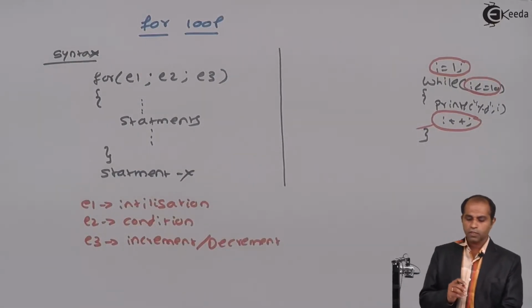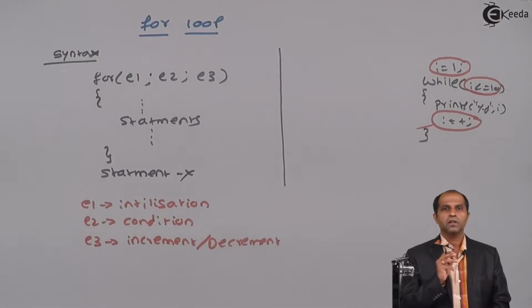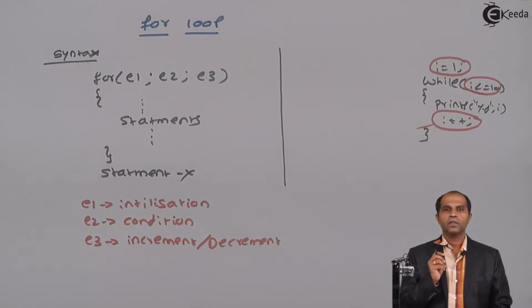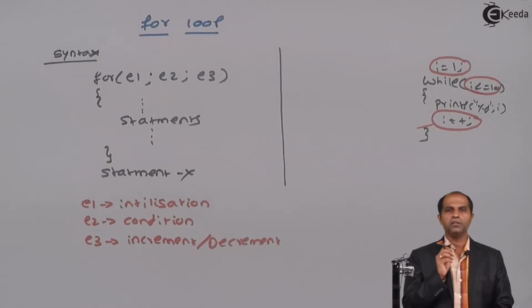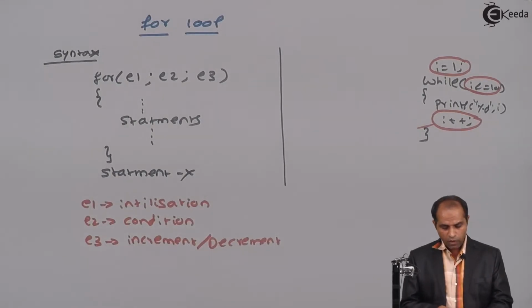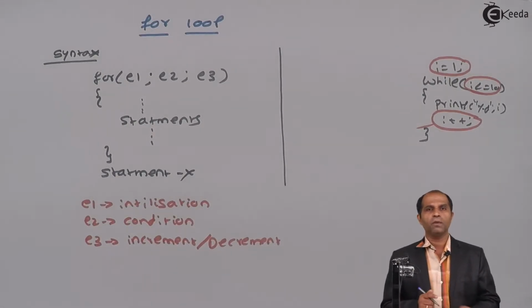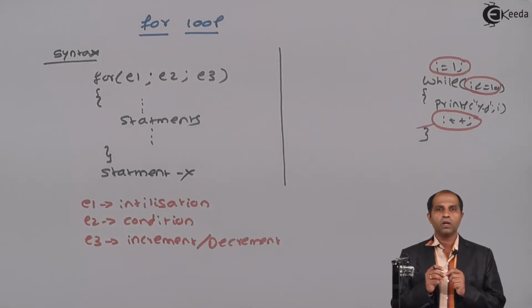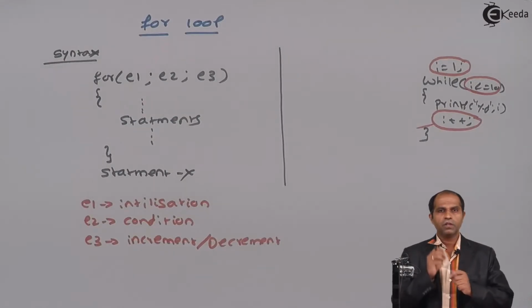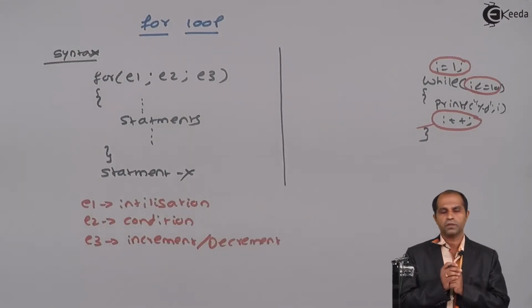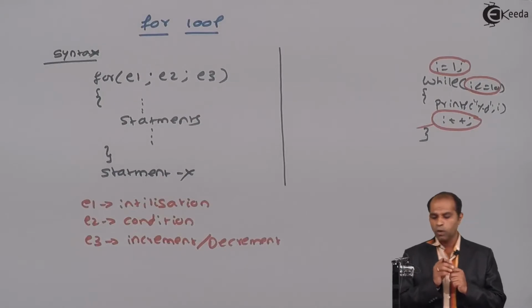So a for loop is basically associated with three expressions, E1, E2, E3. E1 is more often an initialization, E2 a condition, and E3 an increment or decrement expression. Now I have three expressions with the for loop, but which of these expressions will work during which execution? Now let's understand the working of this particular loop.